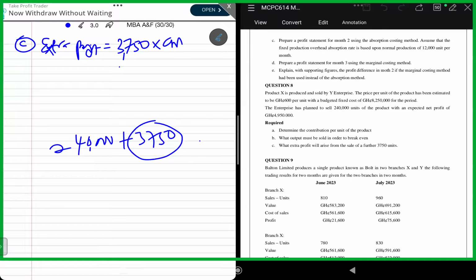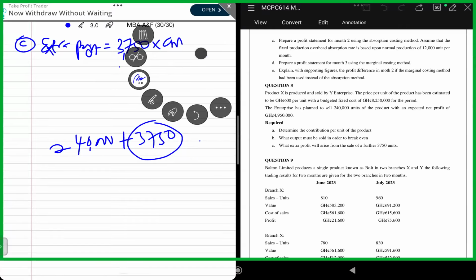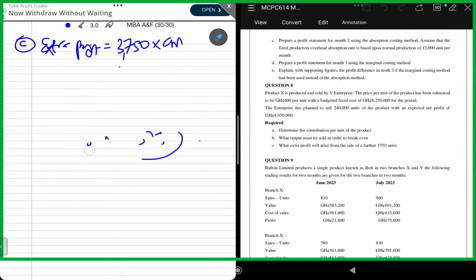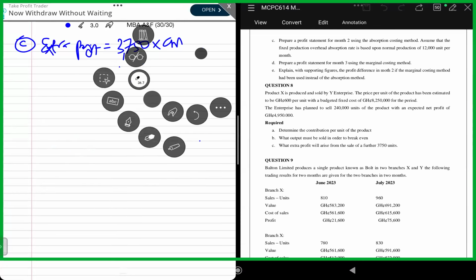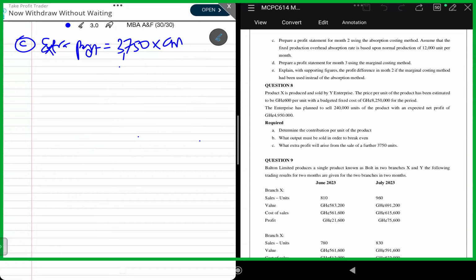Do we get it? Yes. They just want to know the extra profit. This is one method. I have another method, and we will use that one also. So what do we have? What's the contribution margin? It's 3750 times 55 cedis. What do we have?